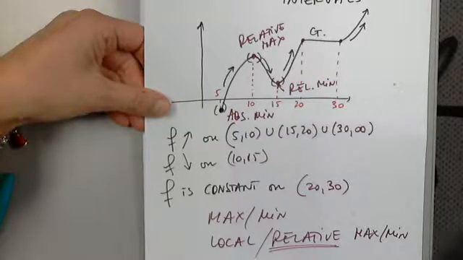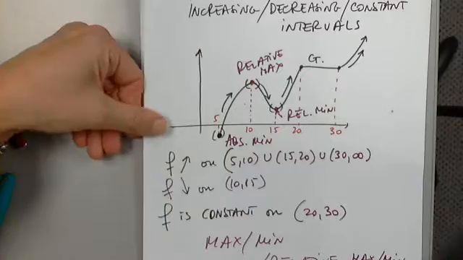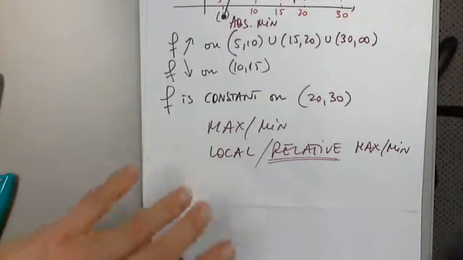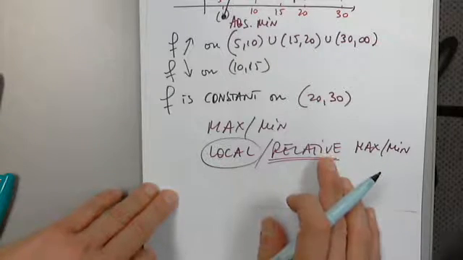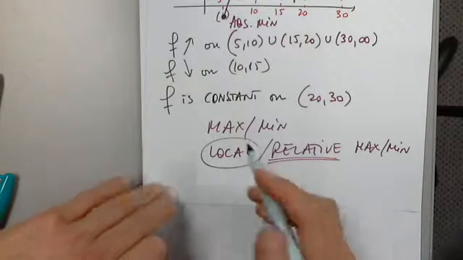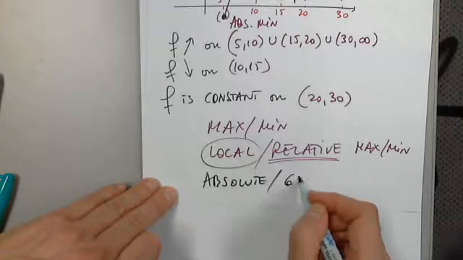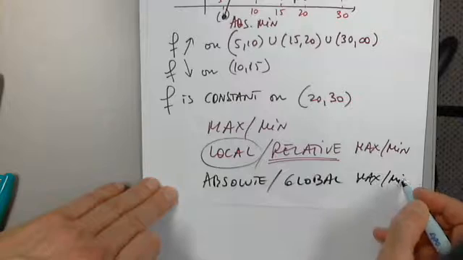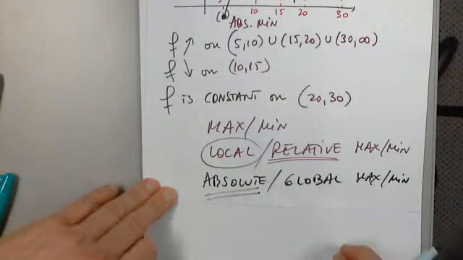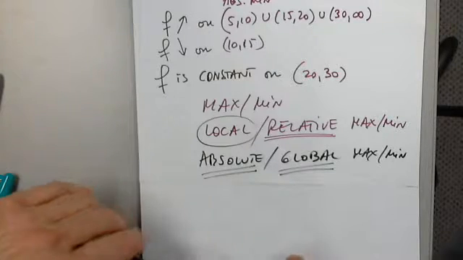Any questions? Yes. The local, is that the same as relative? Yes. We use both. In some books, you're going to find it as local. In other books, we're going to find it as relative. The same with the absolute. We use absolute or global, max or min. In some books, you'll find it as absolute, nothing higher, or global, nothing higher.